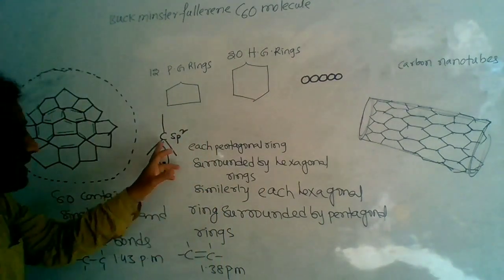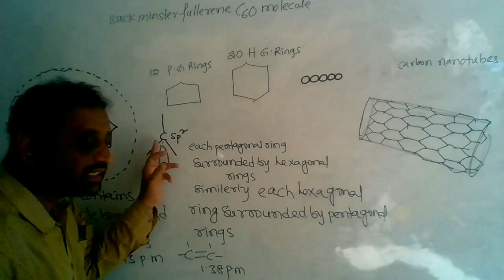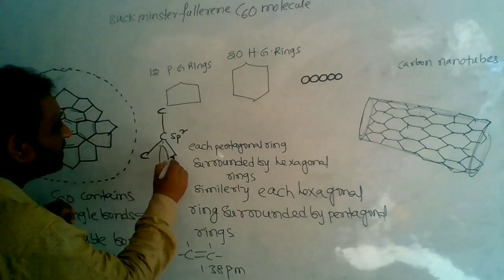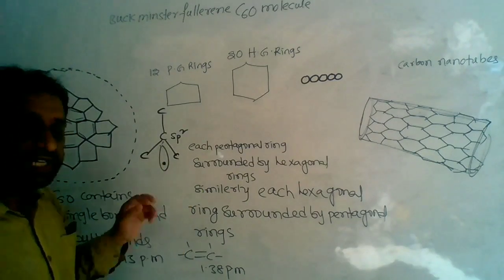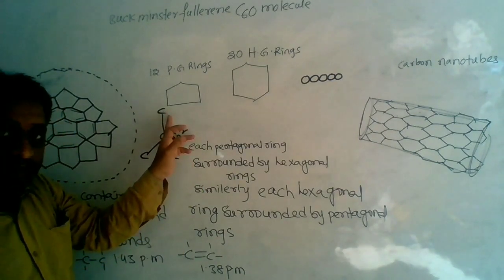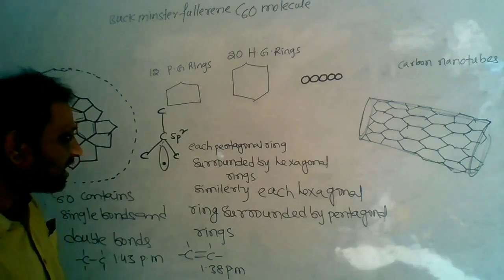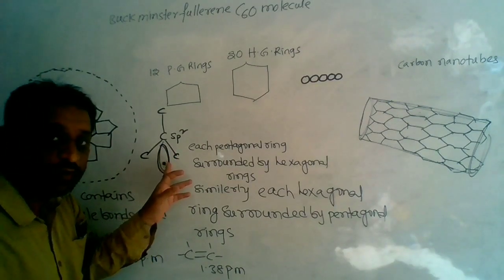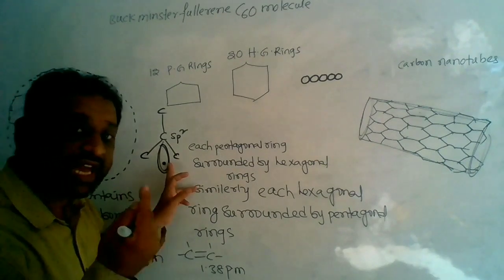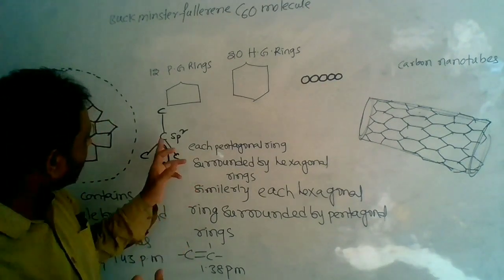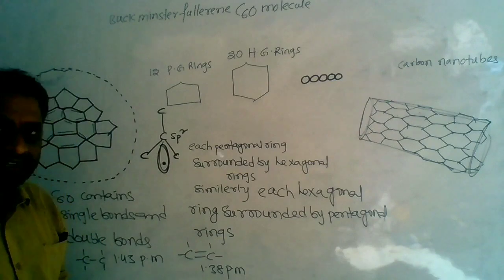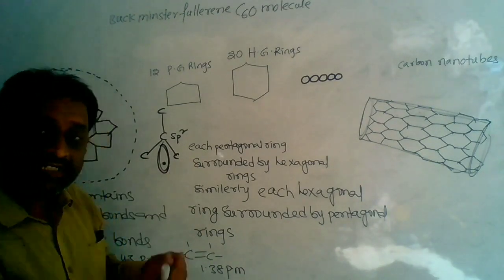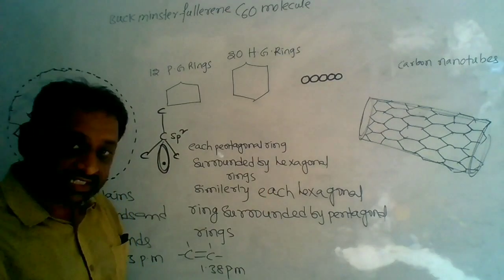Each carbon is sp2 hybridized. Each carbon forms 3 sigma bonds with other 3 carbon atoms. Each carbon has one unpaired electron in a pure pz orbital. Due to the presence of unpaired electrons, Buckminster fullerene conducts electricity. It is a good conductor of electricity.